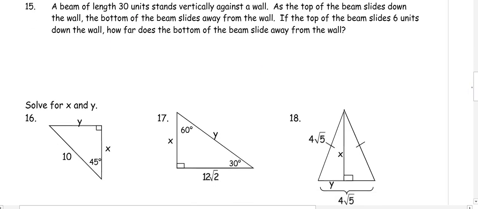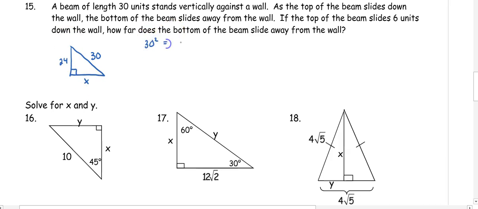In 15, a beam of a length of 30 units stands vertically against the wall. If the top of the beam slides 6 units down the wall, how far is the bottom away from the wall? So we have this beam that is 30 long. It was standing up 30, but it slid down 6, so 30 minus 6 means it's now hitting the wall at 24 feet. So we want to solve for how far it's away from the wall.